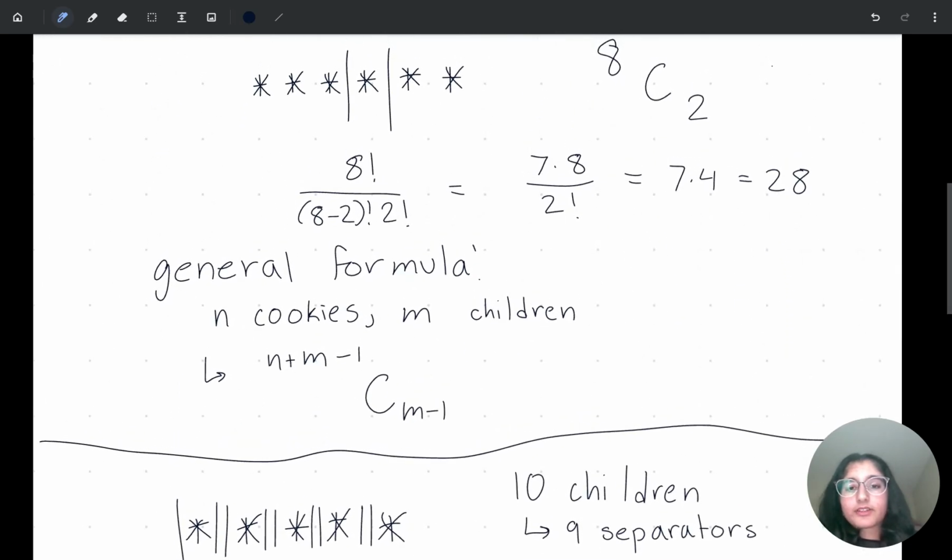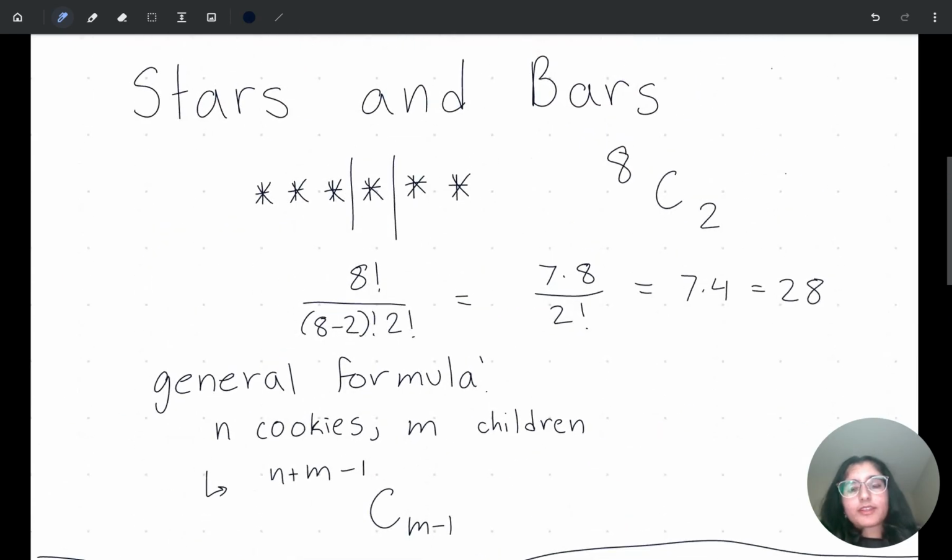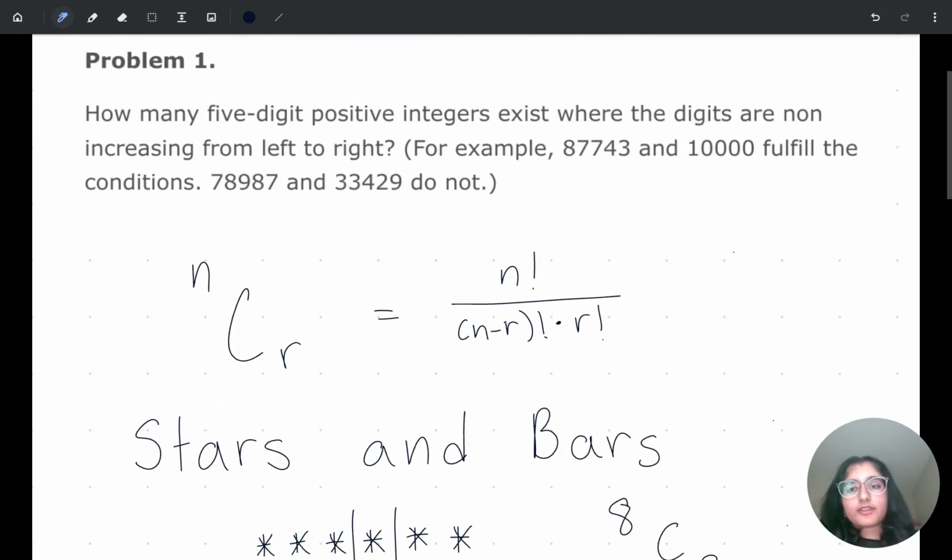The general formula for stars and bars, given that we have n cookies and m children, is n plus m minus 1, choose m minus 1. Now, we want to look at how we can use stars and bars to solve our original problem. So think of it as we have a set of 5 different digits, and we just need to look at how many distinct sets there are, because given that we have a set of 5 positive digits, we can assort them so that they fit our constraint.